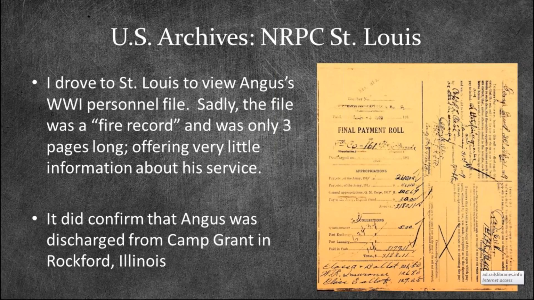So what it means to be a fire record is that at the National Archives in the 1970s, they had a massive fire, and that fire destroyed over 8 million service files. Now think of it this way. Every service file could have anywhere from 15 to 75 pages in it, if not more. So 8 million records, we're talking millions and millions of pages of records were destroyed by the fire. And Angus's, of course, happened to be one of those, because Angus could not be easy.